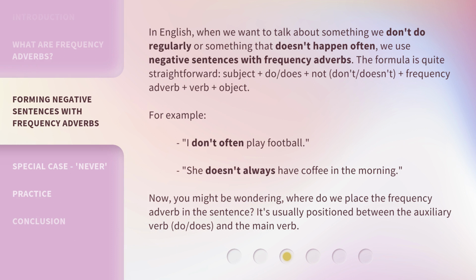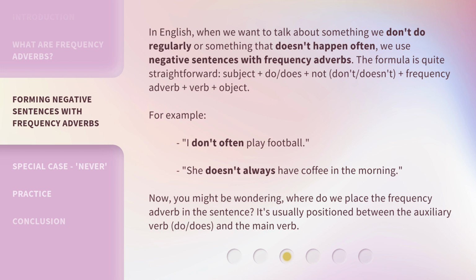In English, when we want to talk about something we don't do regularly or something that doesn't happen often, we use negative sentences with frequency adverbs. The formula is quite straightforward. Subject plus do/does plus not, don't/doesn't, plus frequency adverb plus verb plus object. For example, I don't often play football. She doesn't always have coffee in the morning.